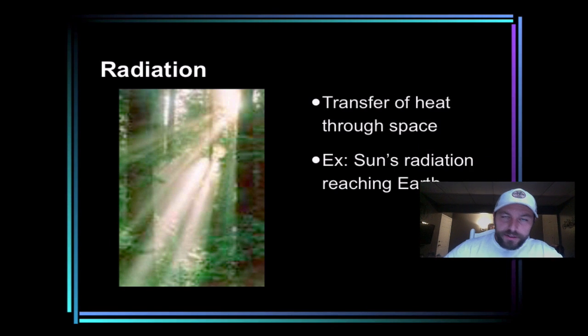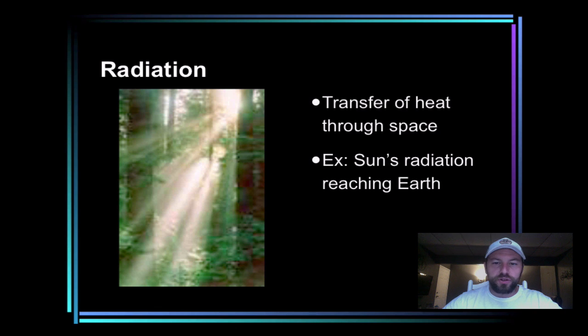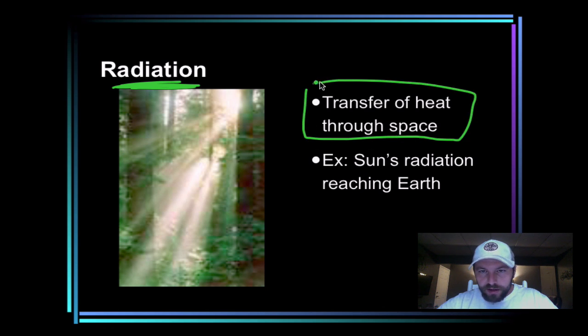Okay, the last method of heat transfer is through radiation. Radiation is the transfer of heat through space, and the best example of that is the sun's radiation reaching Earth. There's no medium, there's no air in space, so you can't have conduction, or direct contact of a molecule hitting into another molecule and hitting into another. There's no fluids, air, or water or liquid or anything like that for there to be convection cells in space. So that transfer of heat right here is through empty space, via radiation.